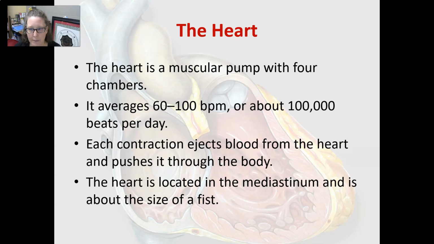The heart is a muscular pump. It has 4 chambers. So we have the 2 atria and the 2 ventricles. It averages 60 to 100 beats per minute, or about 100,000 beats per day. That's a lot when you think about it. Each contraction will eject blood from the heart and push it through the body. The heart is located in the mediastinum, so this is kind of the middle there, and then to the left, and it's about the size of a fist.